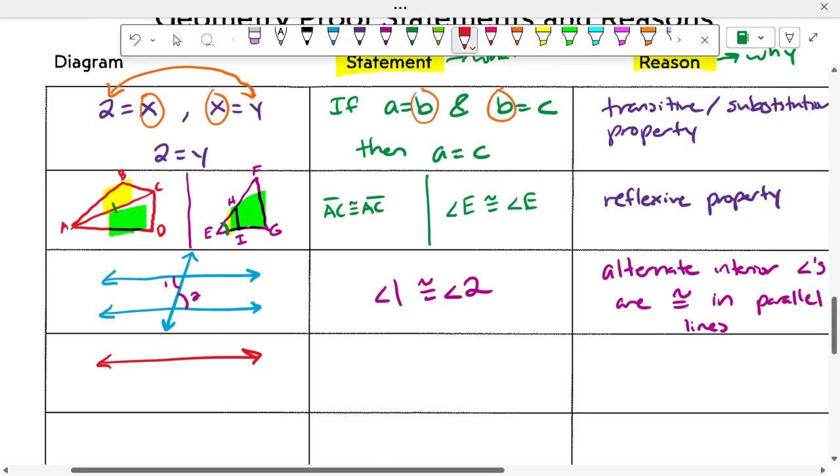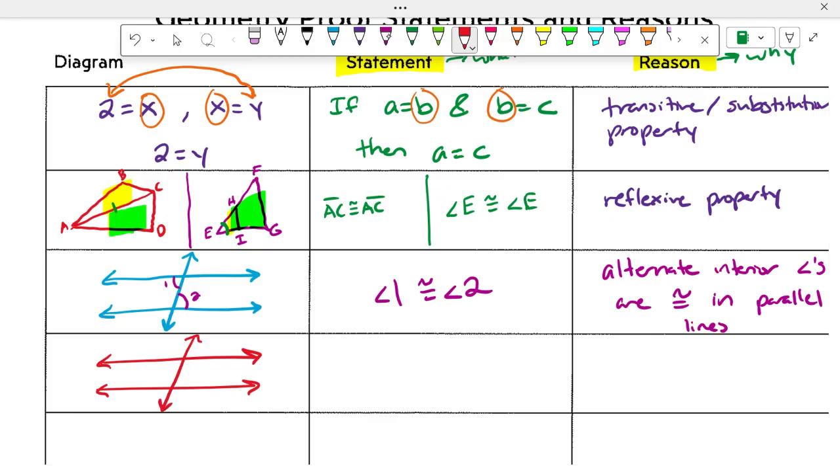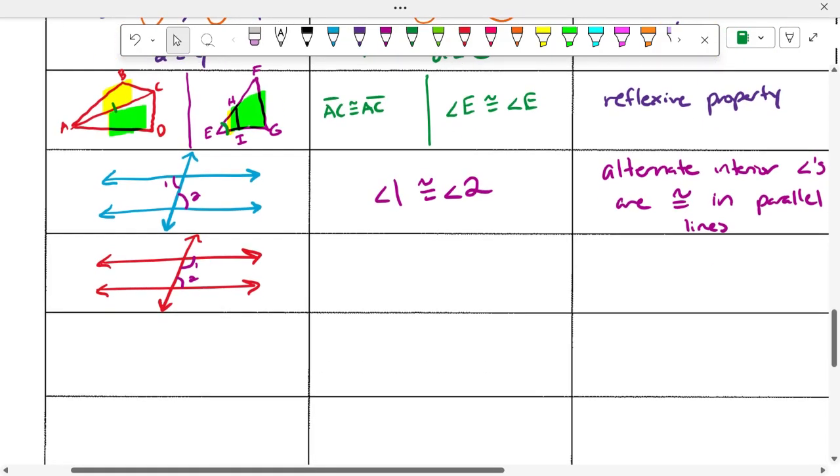Now let's say I have another set of parallel lines cut by a transversal. Let's say this is angle 1, this is angle 2. What's true about those two angles? They're same side interior, so what are they to each other? What's their relationship? Are they congruent, supplementary, complementary? So same side interior angles, that means that they're what to each other?